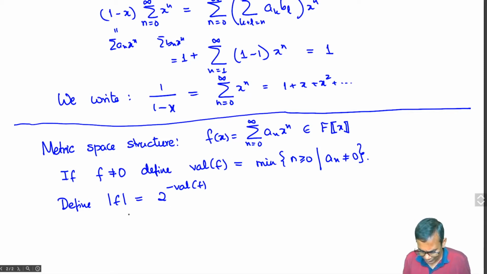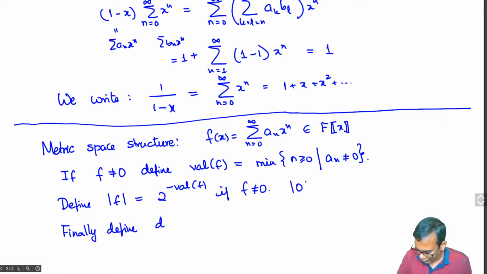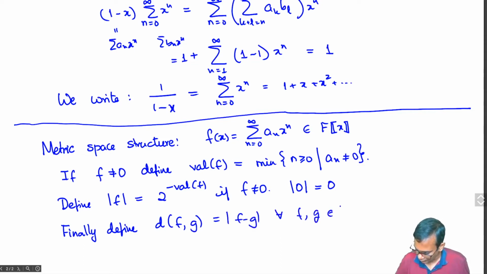And now we are ready to define the distance. Here this is only defined if f is not equal to 0. Define the norm of 0 to be 0. And now we finally define the distance from f to g to be the norm of f minus g, for all f, g in F[[x]]. And this distance function is supposed to give the ring of formal power series the structure of a metric space.